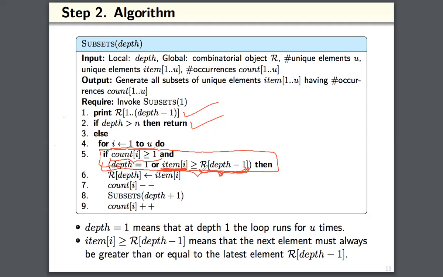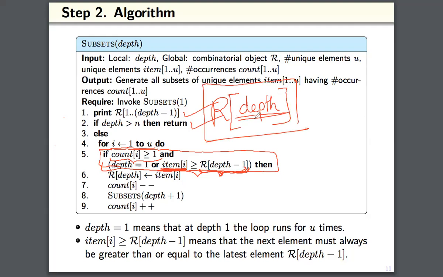What is the previously added object? R of depth minus 1. Because the current iteration is on depth, you're trying to add a value for R of depth. You're dealing with this cell now, R of depth, right? So you check whether the current item you are dealing with is greater than or equal to the previous value, or the previous character of the combinatorial object, R of depth minus 1. If it is, then you can go ahead and add, right?